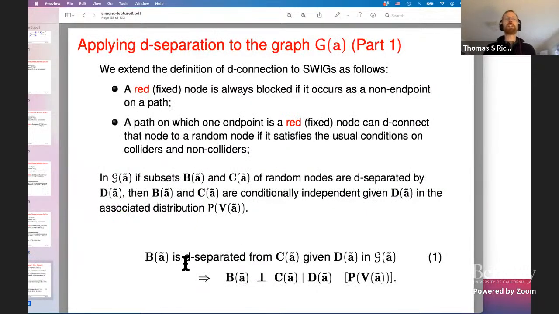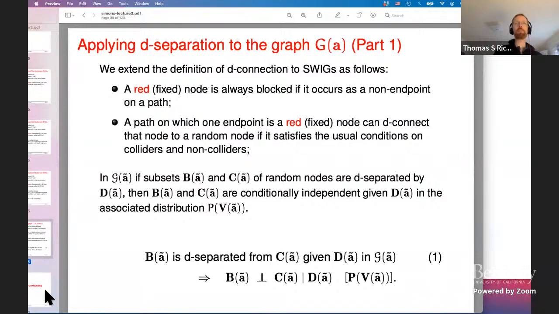Okay, so this is just saying what was implicit in the example that I showed you. If I give you a SWIG and you look at three subsets of random nodes in that SWIG and you say, okay, I'm ignoring paths that go through red fixed nodes, just ignore them completely, and I have d-separation, then we will have conditional independence in the corresponding counterfactual distribution. Okay, any questions at this point?